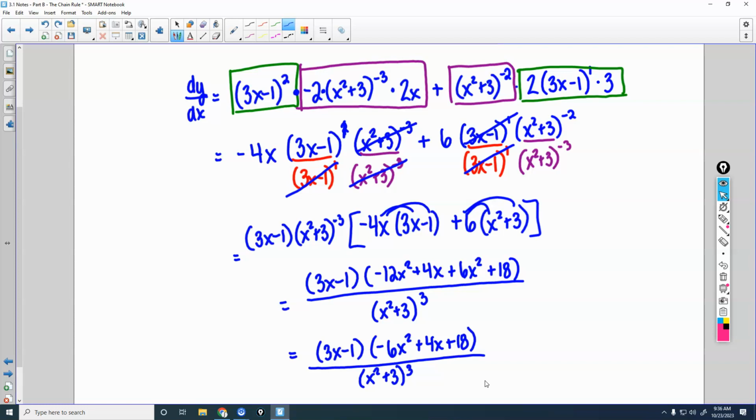Definitely as you're working, check your answer. It's in the back of the book, and try to get them to match whatever's there. Okay, questions?